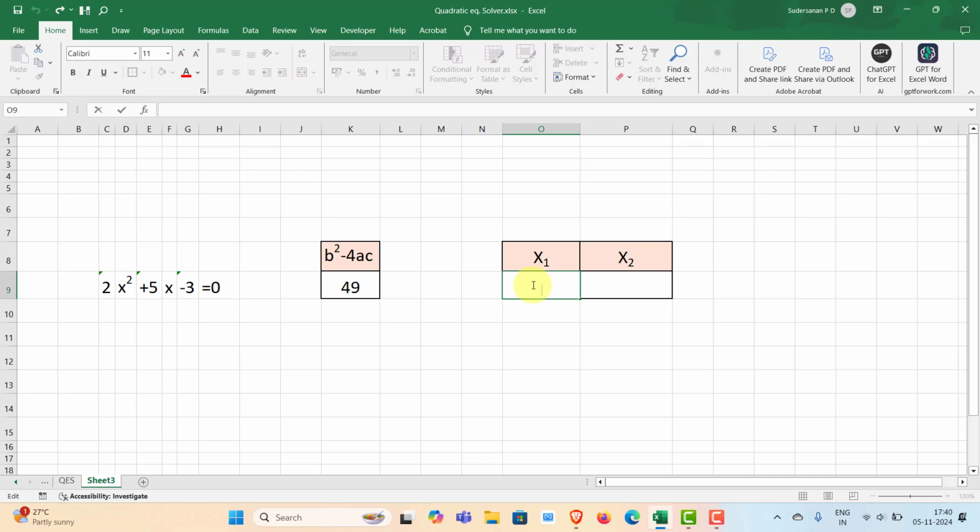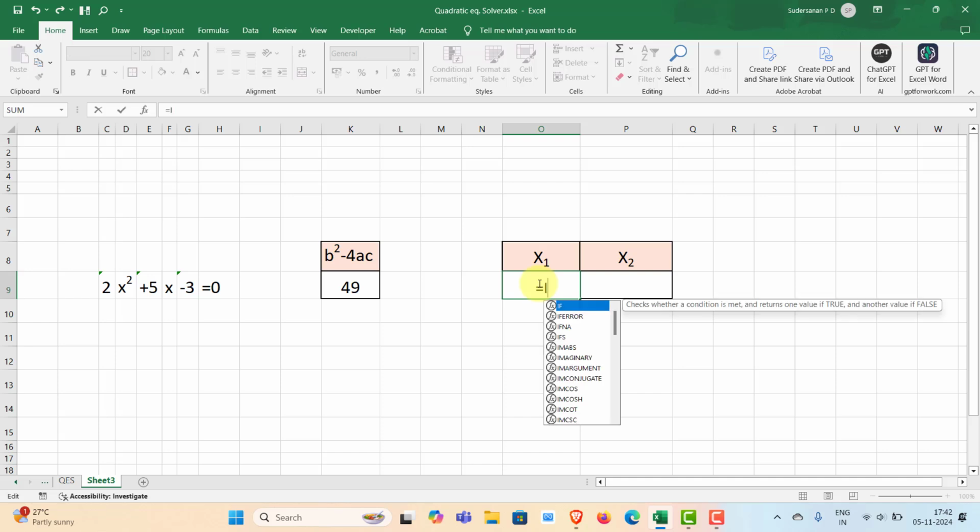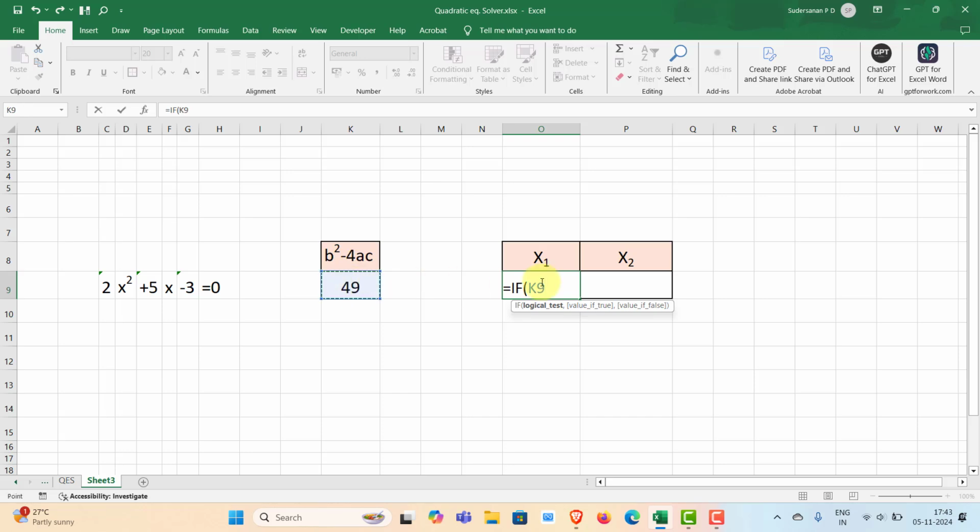So to decide, you should have a conditional statement. You have to check the sign of b square minus 4ac. For that, you can have an if function. So I'll use the if function. You can calculate the first root like this, equal to if. You have to use the condition based on the b square minus 4ac value, that is K9, greater than or equal to 0, you can calculate the first root.